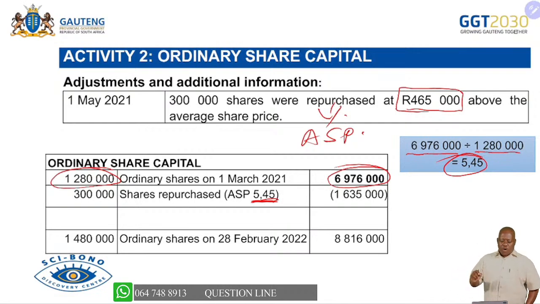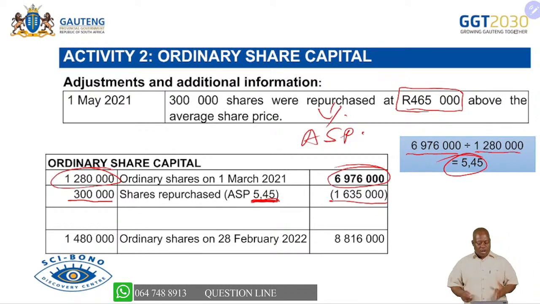What it means now, we know how many shares were repurchased. 300,000 shares were repurchased at an average share price of 5 Rand 45. And then it's going to give us this repurchase. Whenever we repurchase shares, we are reducing the number of shares on the market. And the minute we are reducing, it means our ordinary share capital decreases. That's the reason why we are going to bracket the 300,000. We bracket the 1,635,000. Still okay.